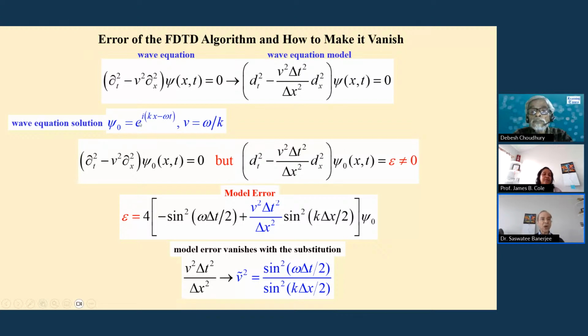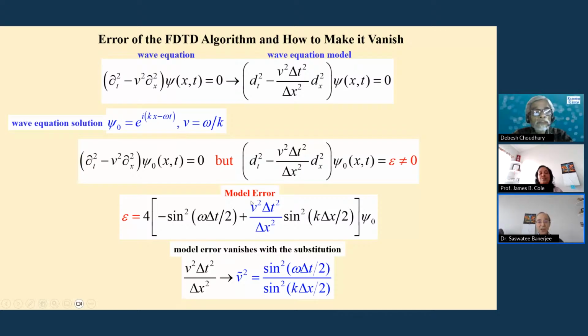So here is a solution of the wave equation. Now there's an amplitude out here. So here, if we put this solution into the wave equation, we get 0. If we put it into the finite difference model, it's not 0. That means there's an error. And the failure, the amount by which it does not vanish, is the error. So here is the model error. I can make it vanish.